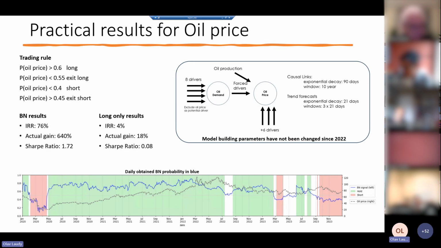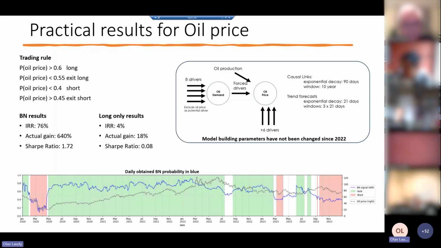We compute this Bayesian network every day, and then based on the prior day result, we paper trade the day after. The trading rules are rather simplistic. If the probability that the oil price will go up is larger than 0.6, we go long. If it drops below 0.55, we exit the long, and we have a symmetrical method for the shorts. Over the last 4 years, this has resulted in an IRR of 76% and a Sharpe ratio of 1.72, which is rather good compared to a long-only result.